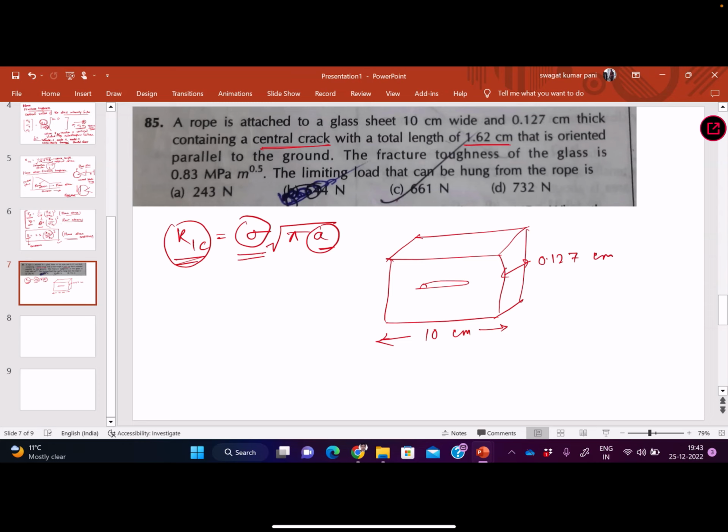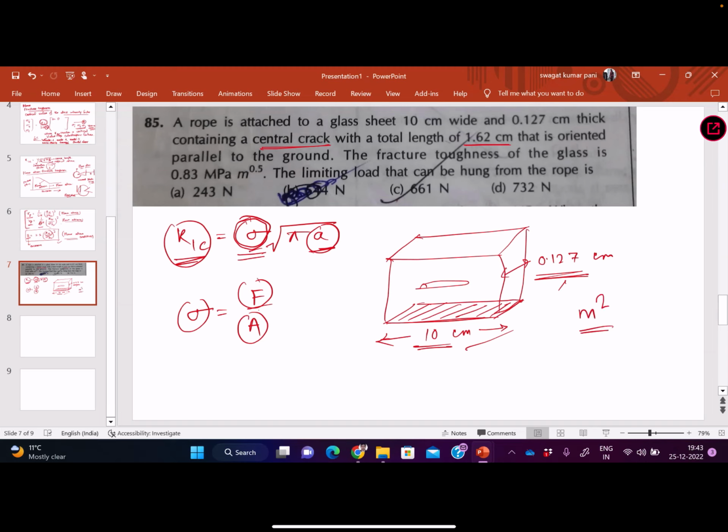Then you have to find out the cross section area of this surface. 10 into 0.127. First you find out sigma using this relation. K1C is given, A is given. Find out sigma, then we know sigma equals F by A. So F is sigma into A. The area is this 10 centimeter into 0.127 centimeter. Just multiply it, convert it into meter square, then use it there.